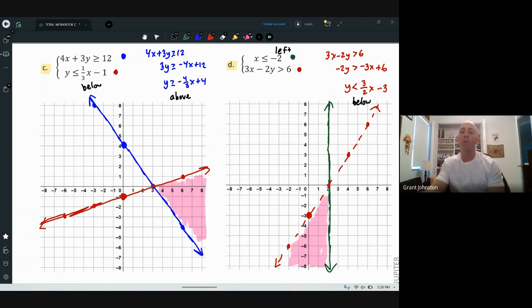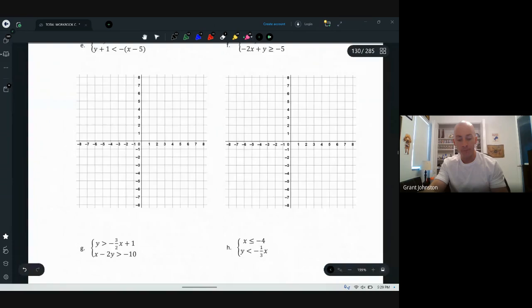So hopefully those 4 examples were good enough. So I'll let you try the other ones.